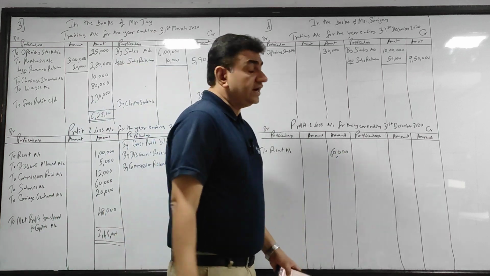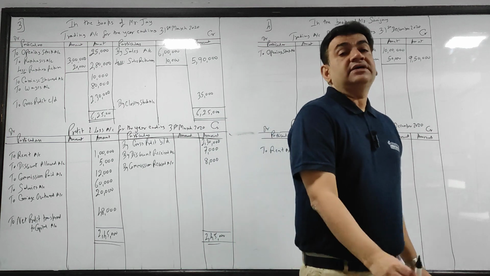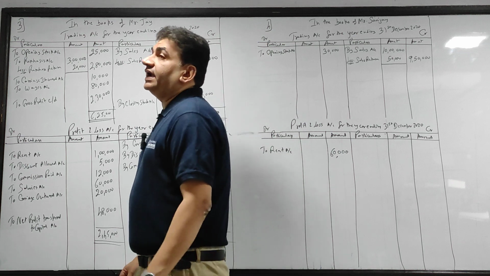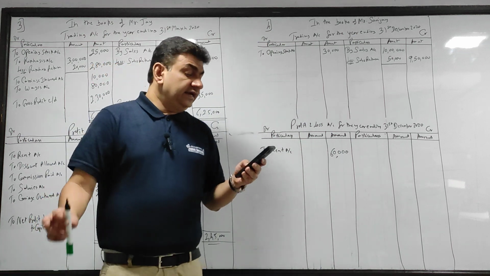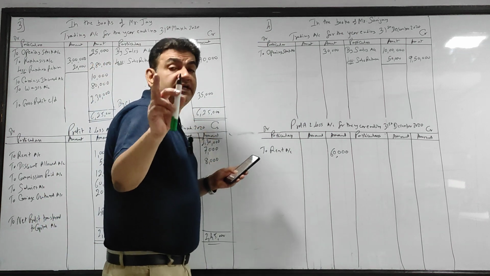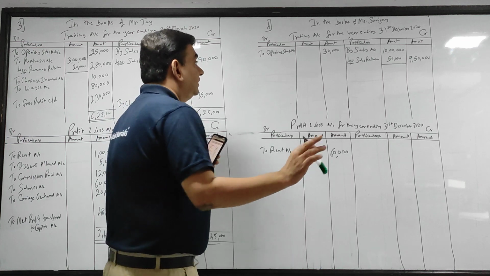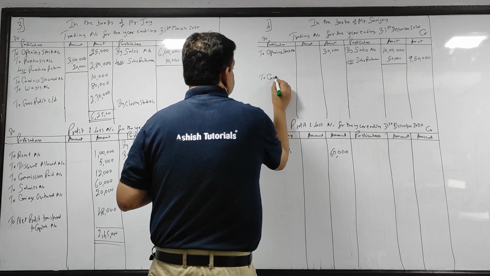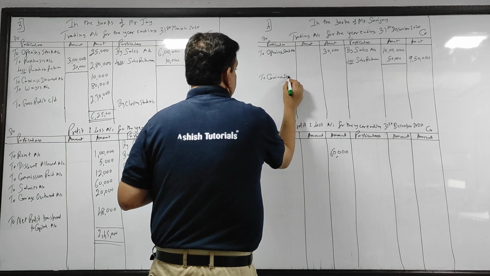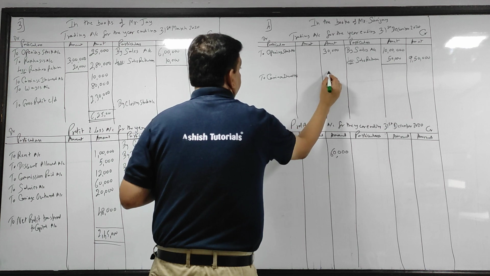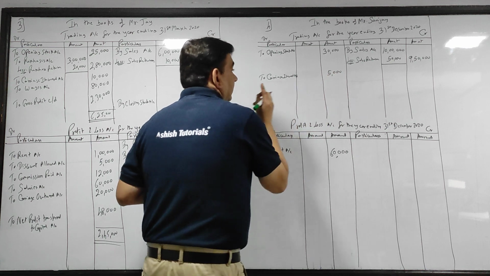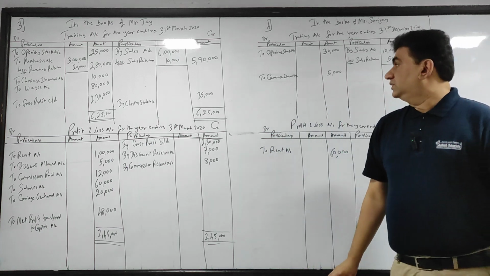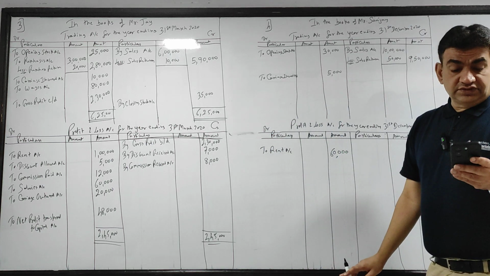Carriage inward. What I told you, carriage inward. Carriage means transport charges, and carriage inward means carriage paid on purchase of goods. It is a direct expense. You will debit trading account, but leave a couple of lines for purchases. So come to the debit side right there. To carriage inward account 5,000. Okay. To carriage inward account, that is 5,000.